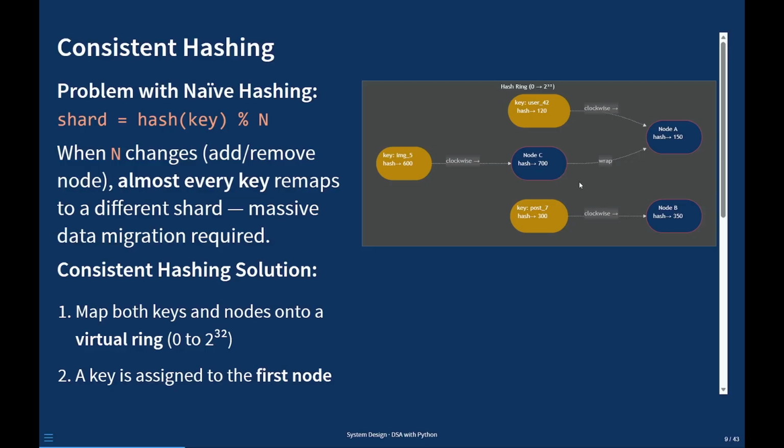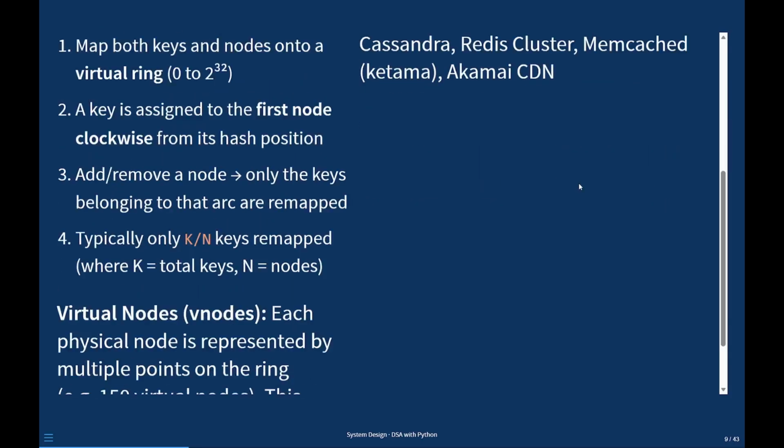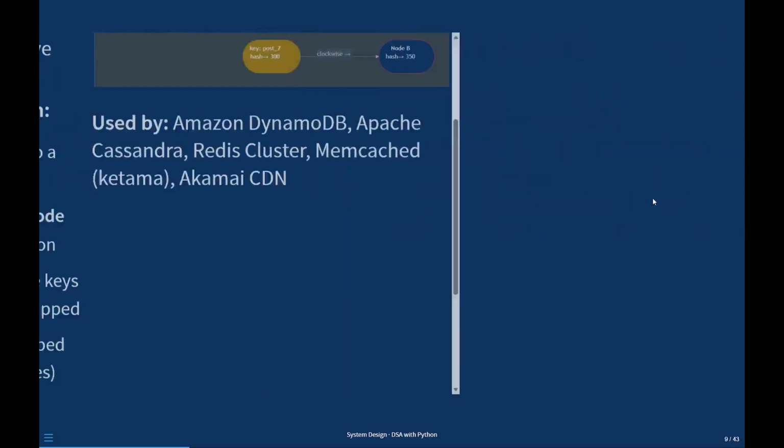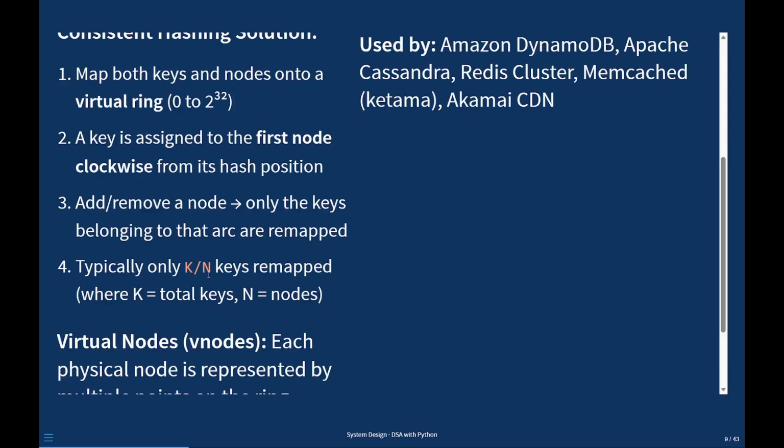The math works out beautifully. Instead of remapping nearly all k keys when n changes, you only remap k divided by n keys on average, a fraction of the total.